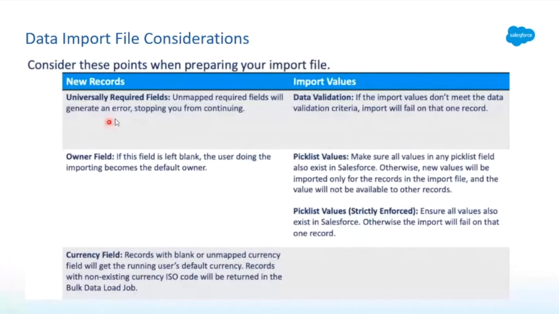So the first one is universally required fields. If there is an object in which you have a universally required field, then data should be inserted in that field. You cannot leave that field blank.